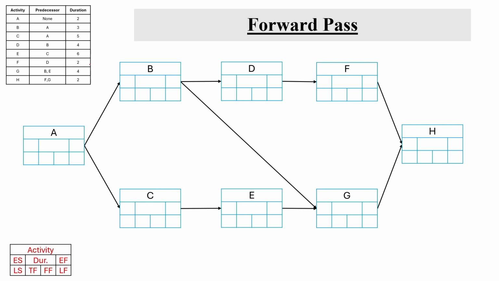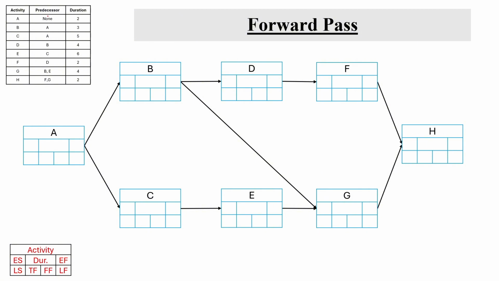Let's look at the forward pass. By performing the forward pass, we will be getting the earliest schedule or optimistic time of our project, that is the earliest schedule that each activity can gain throughout the project duration. We are going to look at two terms, early start and early finish. The early start is the earliest time an activity can begin, and early finish is the earliest time an activity can finish. So let's start with activity A.